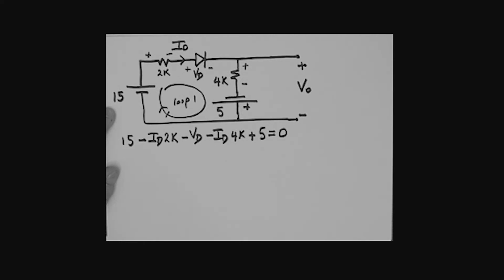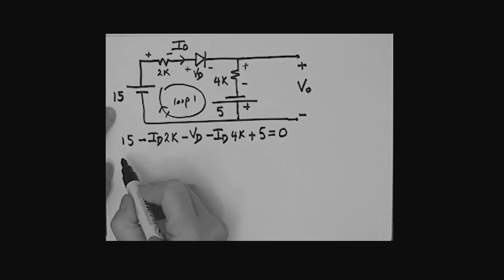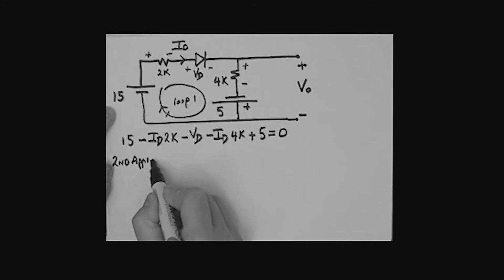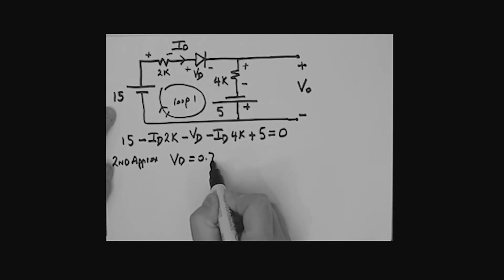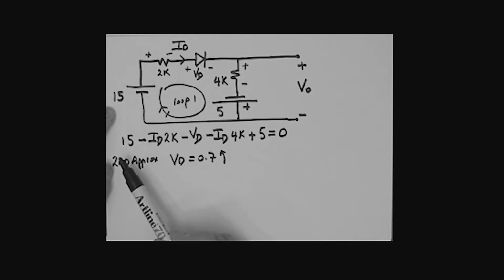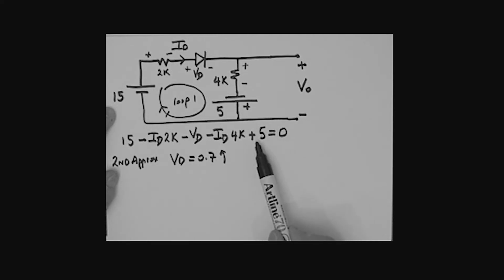All right, now we're in a position perhaps to, well, not quite, let's look at VD. We're using the second approximation. So let's put that down. Second approximation, VD is equal to 0.7. Let's put that information into the above equation. And maybe we can even collect some terms as we do this. So let's see if we can do this at the same time. We've got a 15 here, and then we've got a plus 5 over here.